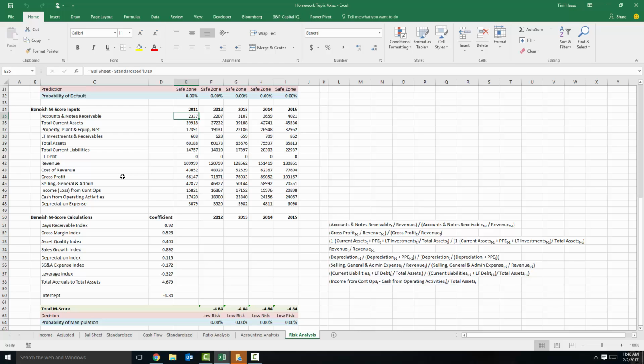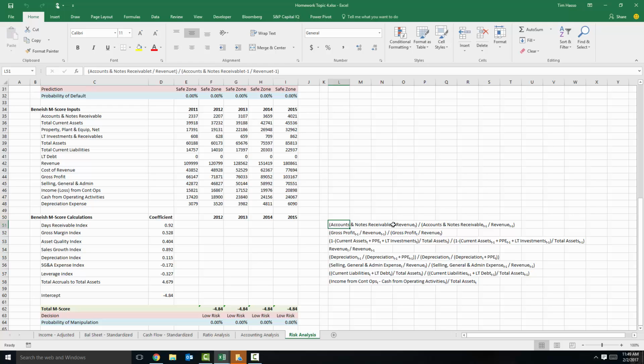Now this model is a bit complicated, so it's probably going to take a few tries before you get it right, because what you'll see here is it uses 8 different index ratios, which are basically ratios that compare from year to year. And they're quite, I guess I should say, complex. So for example, for days receivable index, here on the right, I've actually written out the exact formula that you would use.